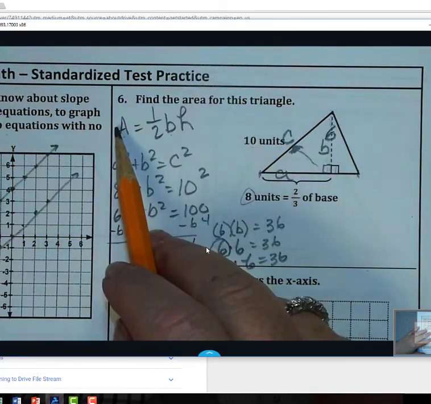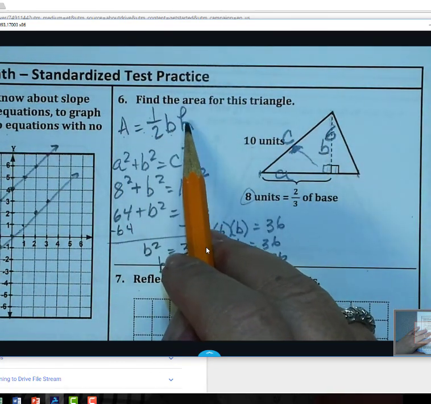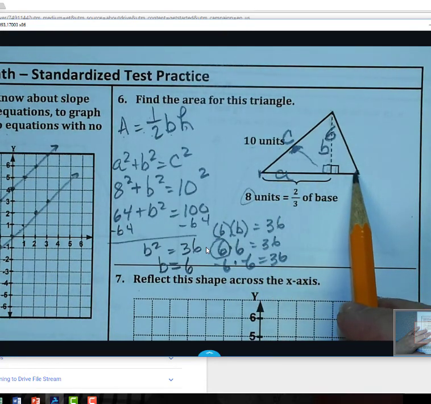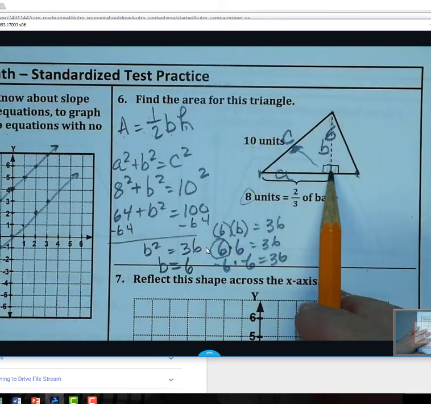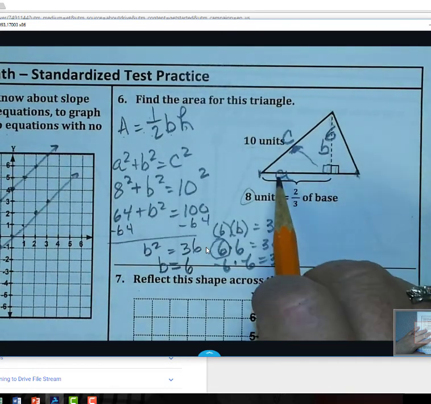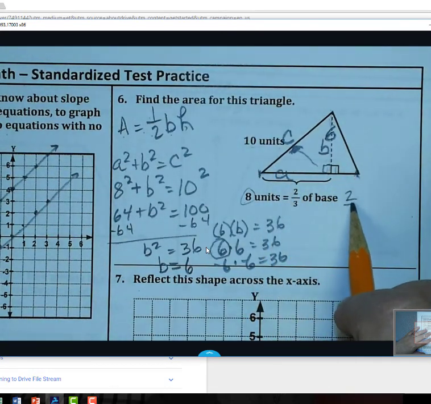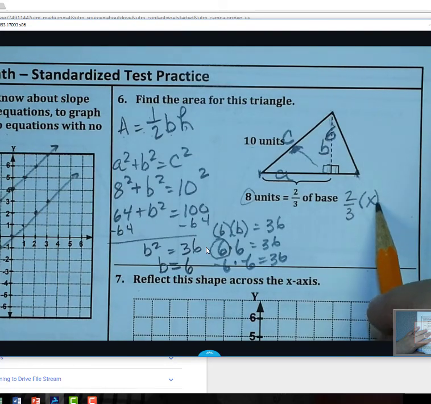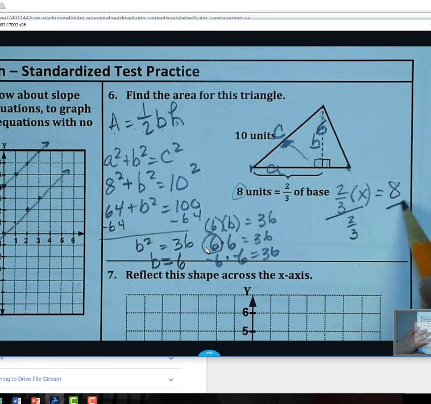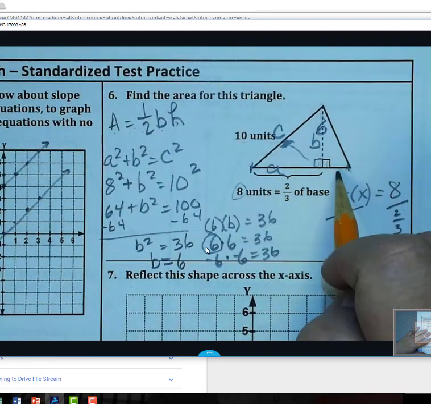So now for my formula, area equals 1/2 base times the height. I have the height is 6. But the base is from here to here. And so it's saying from here to here is 2/3, and that is equal to 8. So I want to go all the way across. So 2/3 of what number is equal to 8? This is how we solve it. So I'm going to divide this side by 2/3 and divide this side by 2/3, and I get x equals 12. Okay, so from here to here is 12.